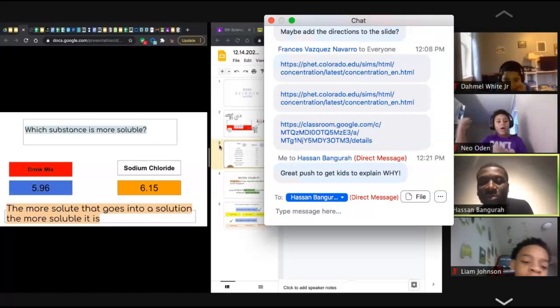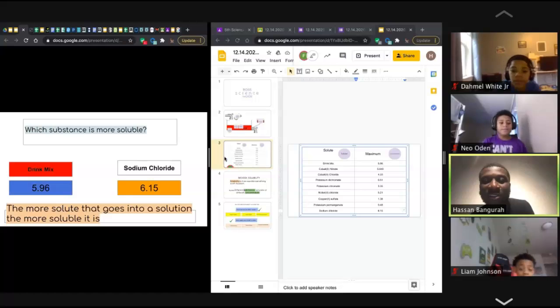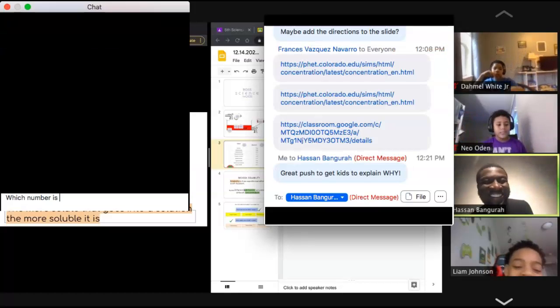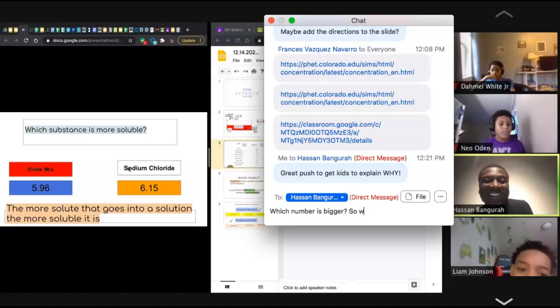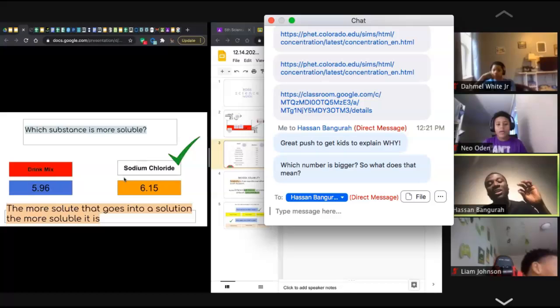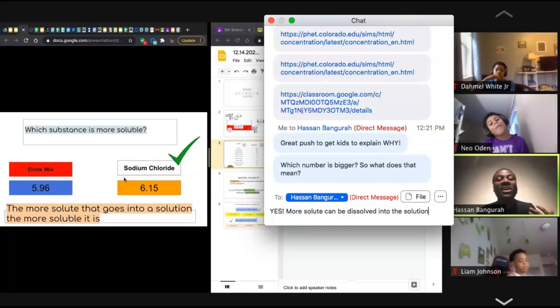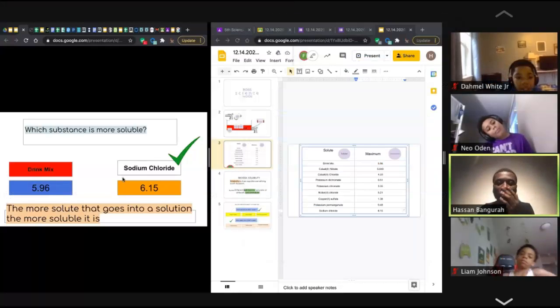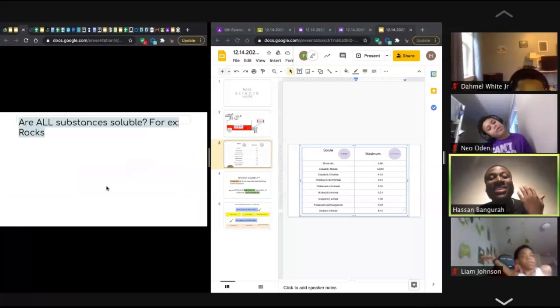Liam, you're on the right track. Which number is bigger? The sodium chloride number is bigger. Yeah, so that means more solute can be dissolved into the liquid. Oh, dang! I think I just gave it to him. But yeah, if the number is bigger, that means more solute can be dissolved into the liquid. Okay. So that means it's more soluble.